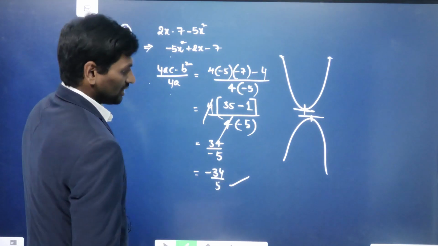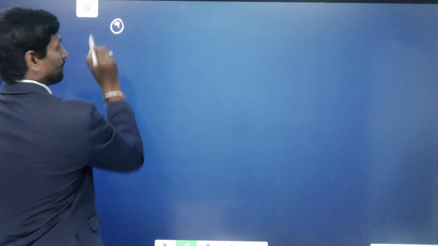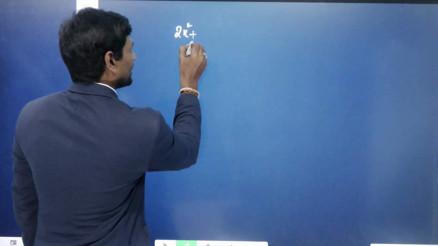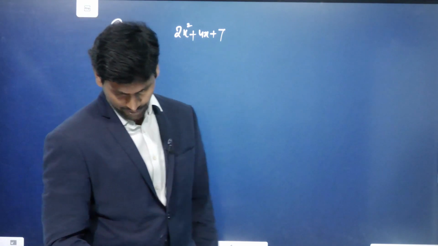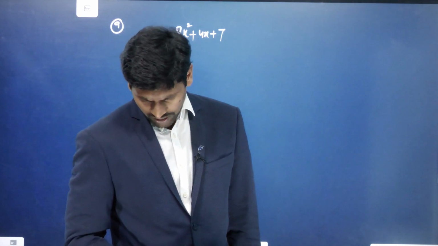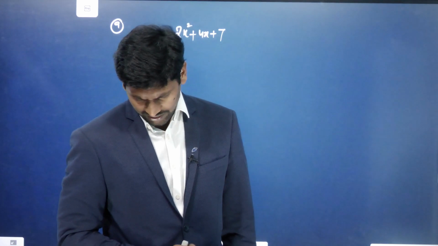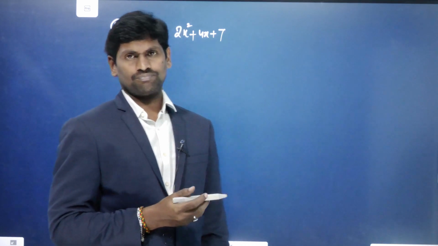Let us go to the next model, the 9th problem. The expression is 2x square plus 4x plus 7. This quadratic expression has a minimum value m at x equals alpha. We need to find alpha and m.